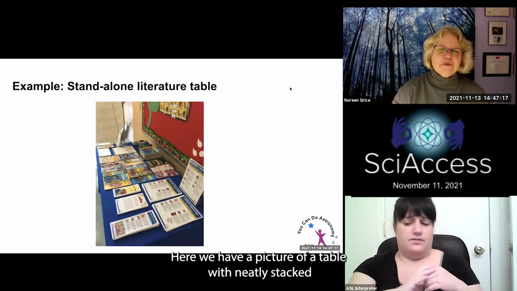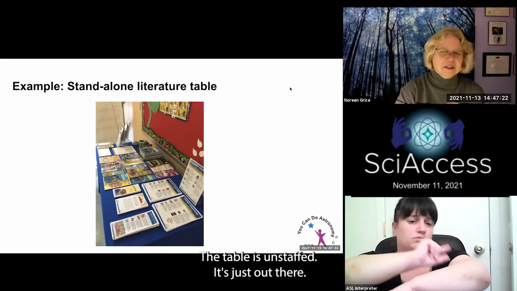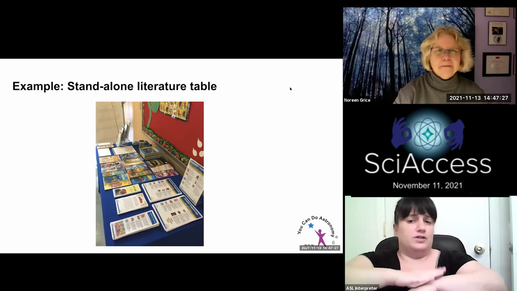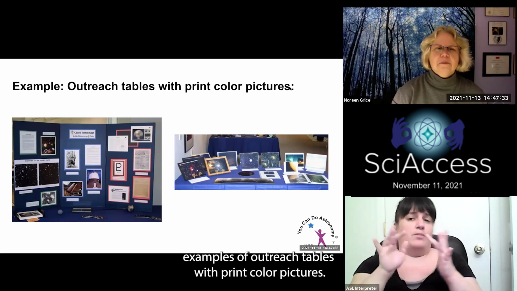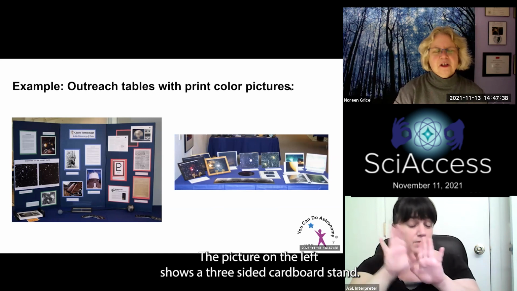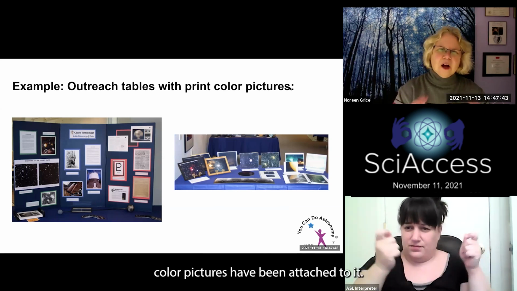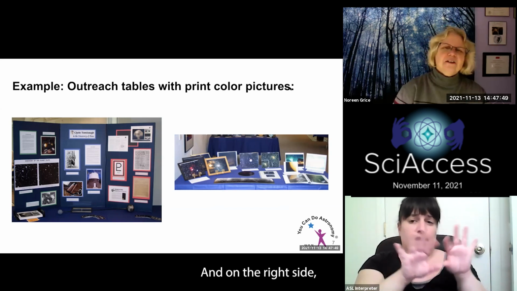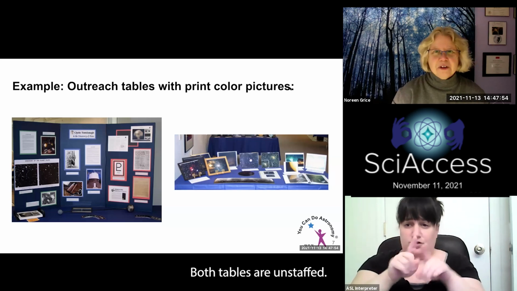Here we have a picture of a table with neatly stacked rows of pamphlets and magazines. The table is unstaffed, it's just out there. The literature table is out there. Now we have examples of outreach tables with print color pictures. So 2 pictures on the slide. The picture on the left shows a 3-sided cardboard stand, kind of like a science fair project stand, where color pictures have been attached to it, also some captions. And on the right side, we have a photographic display of various astronomical objects. Both tables are unstaffed.